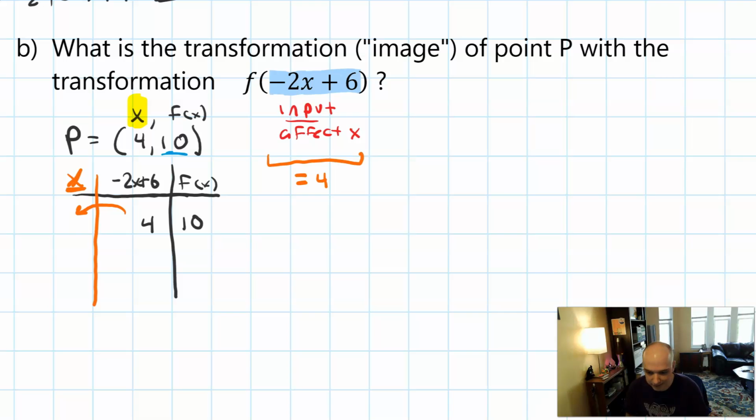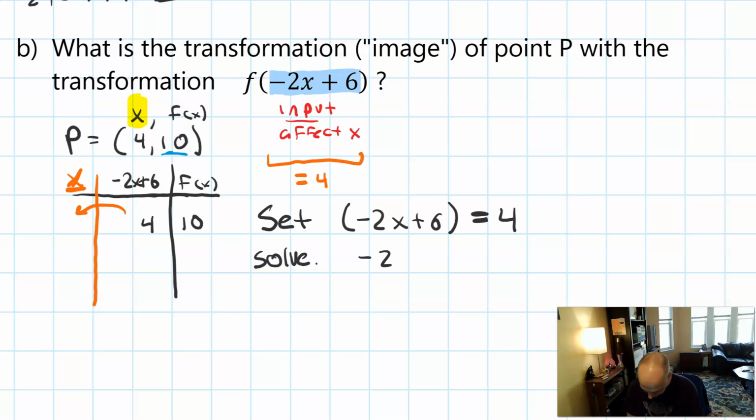So that I can apply f of x and understand that one point. So what I'm going to do is set negative 2x plus 6 equal to the x value that I am looking to transform. And then I'm going to work backwards, solve. There's a couple ways to solve this, but the most logical way is first to write it without parentheses.